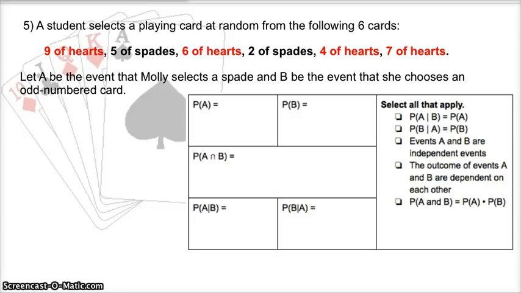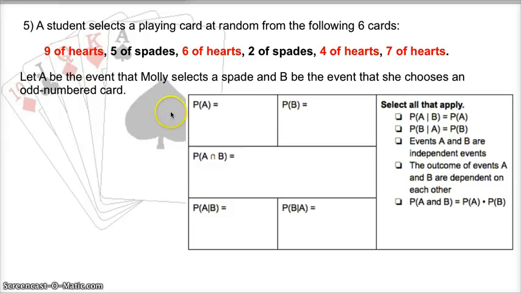It says a student selects a playing card at random from the following 6 cards. So they have a 9 of hearts, 5 of spades, 6 of hearts, 2 of spades, 4 of hearts, and 7 of hearts. Let A be the event that Molly selects a spade, and B is the event that Molly chooses an odd number.